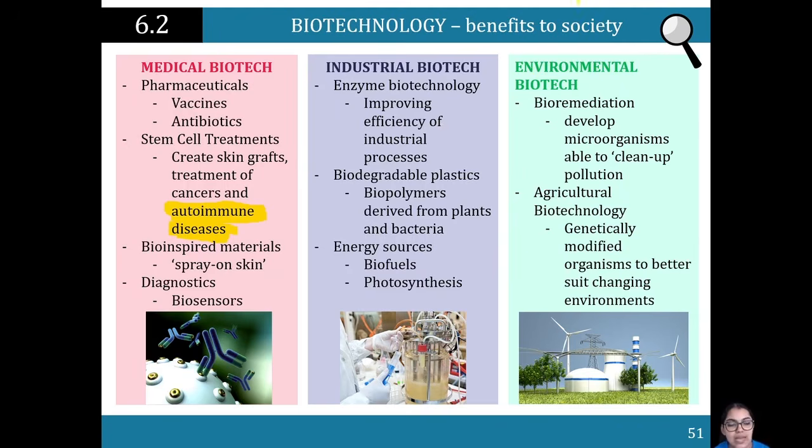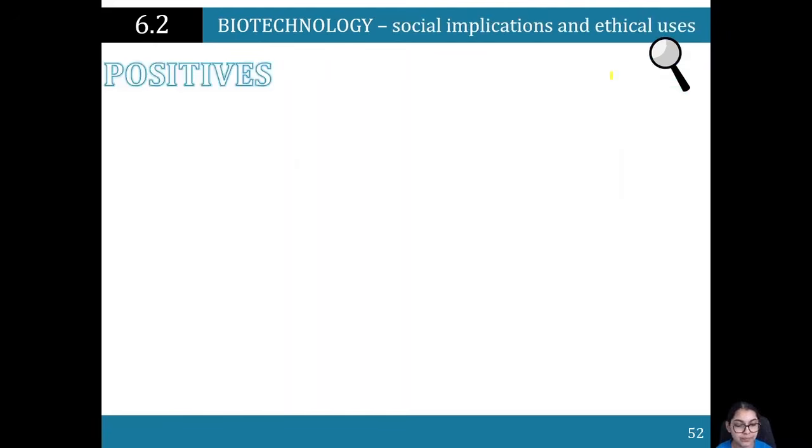Environmental biotech, so bioremediation is the use of microorganisms to clean up pollution, like algae, for example. And agricultural biotech, the biggest example is genetically modified organisms, so GMO crops that are being used to lead to better yield, and also to be more suited to the changing environment.